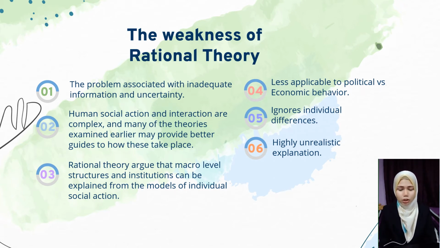Number three, rational theory argues that macro level structures and institutions can be explained from the model of individual social action. Number four, I found it less applicable to political versus economic behavior. Number five, it ignores individual differences. And lastly, it highlights unrealistic explanations, because when people hold to rational theory, the argument that happens becomes a weakness because it will be unrealistic.